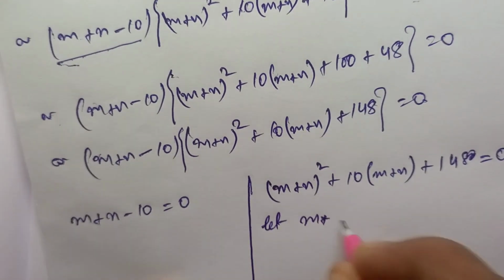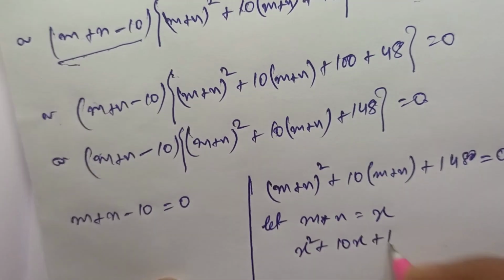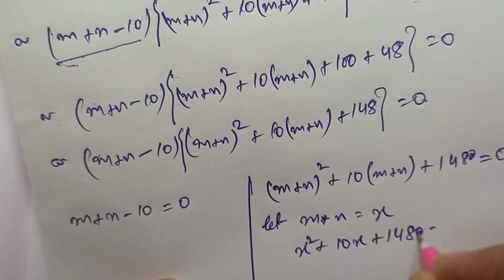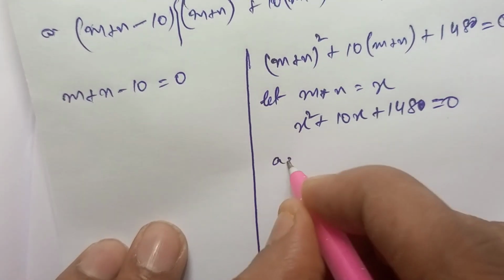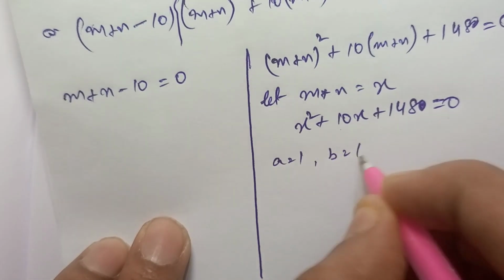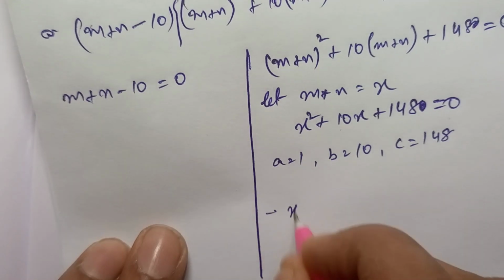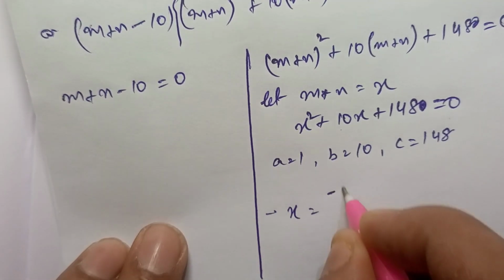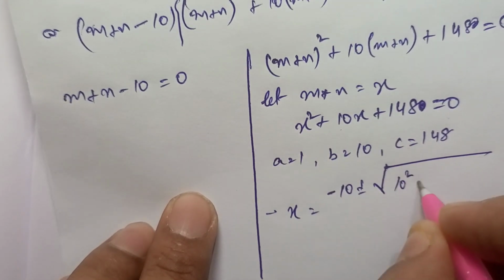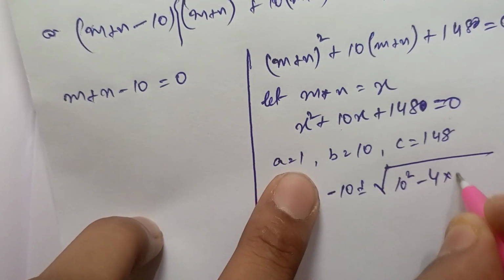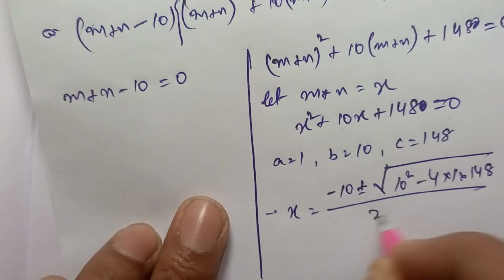Now let m+n equal x to simplify this equation. Putting the value of x in the above equation, we get x square plus 10x plus 148 equal to 0. Now we have to apply the Sridhar formula here to get the value of x. Here a is equal to 1, b is equal to 10, c is equal to 148. So the formula is x equal to minus b plus or minus the square root of b square minus 4ac, here b square is 10 square, and a is 1 and c is 148, divided by 2a.